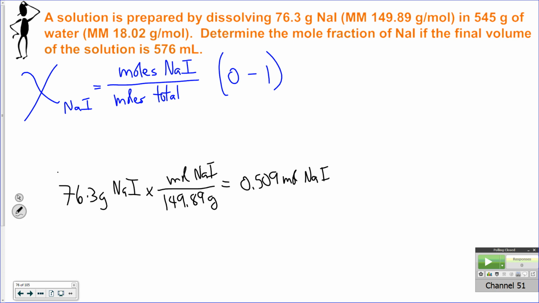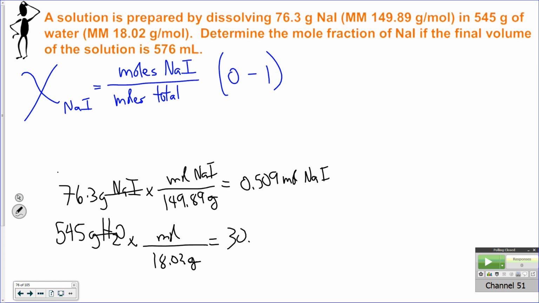So now we do a similar thing for the water. There's 554 grams of the solvent, water. Water weighs 18.02 grams per mole. Grams would cancel out, same as they did above. So 554 divided by 18.02, and we've got 30.244 moles of water. We'll round at the end.